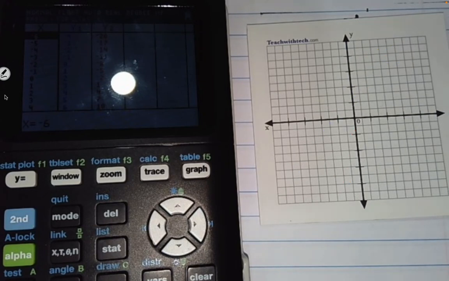We'll do one with a fraction. Let me find a different one. Let's look at, bless you. Let's see what that answer is. There we go.